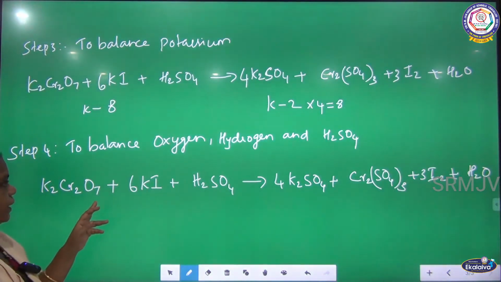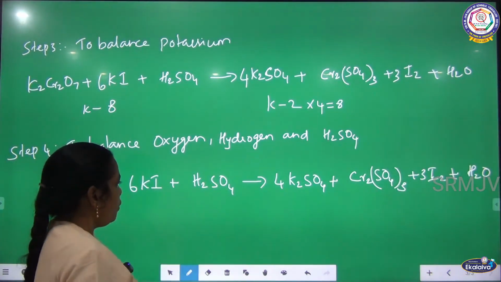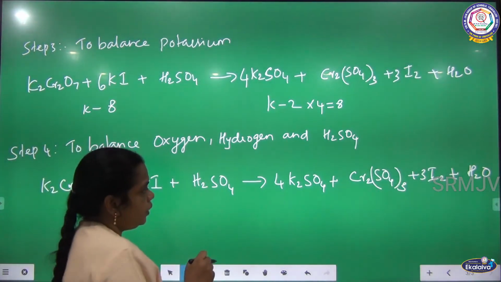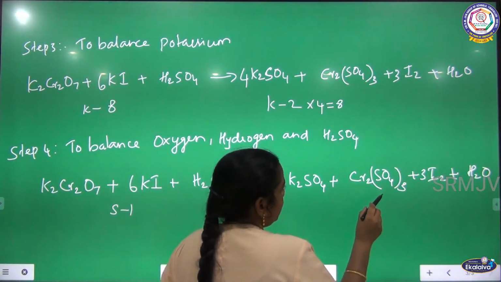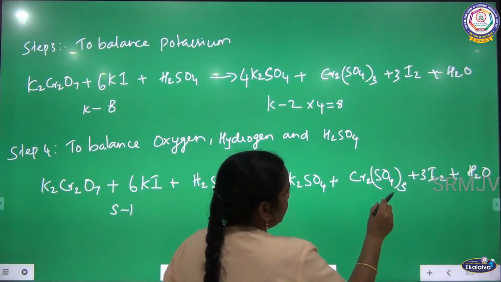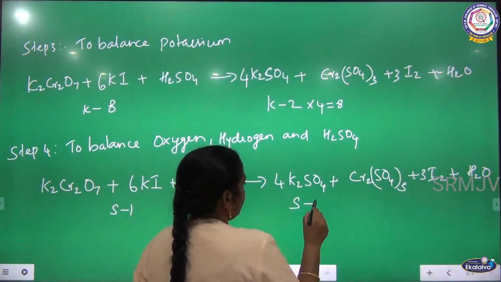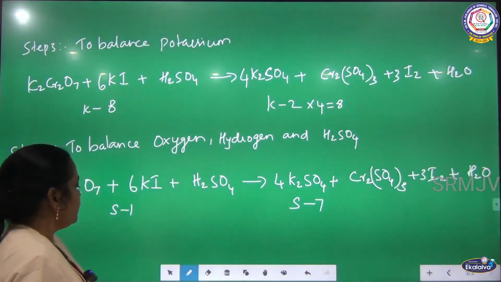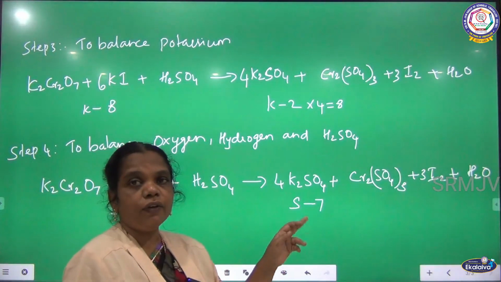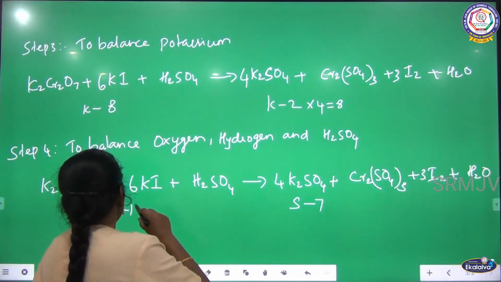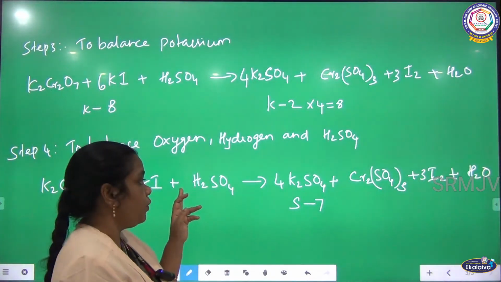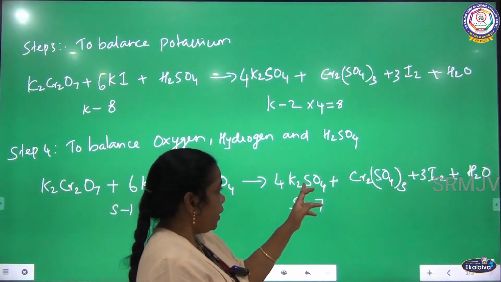So now you come to sulfur, here only one sulfur. Now on this side 4 plus 3, how many sulfur? 4 plus 3, 7. So on this side 7, here only one sulfur. So you want to balance sulfur. Sulfur is present in only one combination, in sulfuric acid, H2SO4. So now on this side there are two combinations.